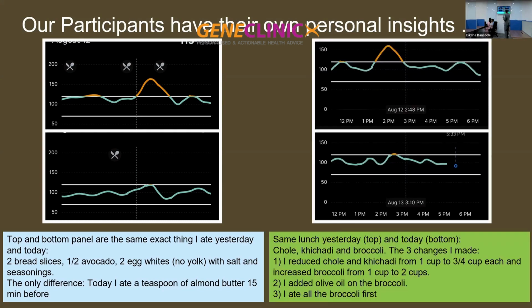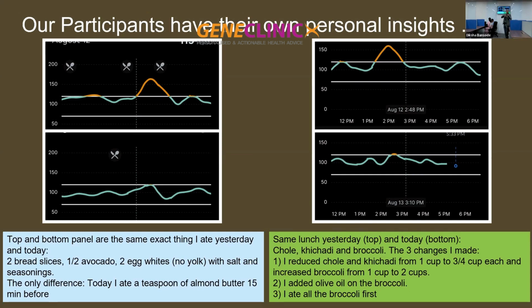Again, here, a different person ate chole, khichdi, and broccoli. First graph, you see a big spike. Second one is gone. And what they changed was, they reduced the chole and khichdi from 1 cup to 3/4 cup. Okay? And increased the broccoli from 1 cup to 2 cups.